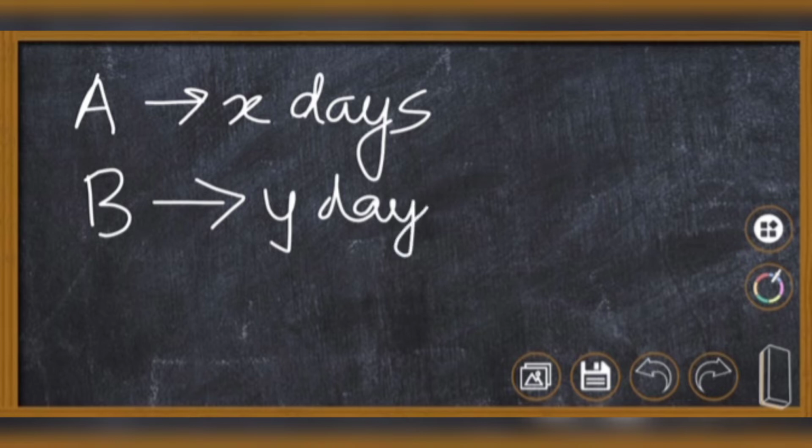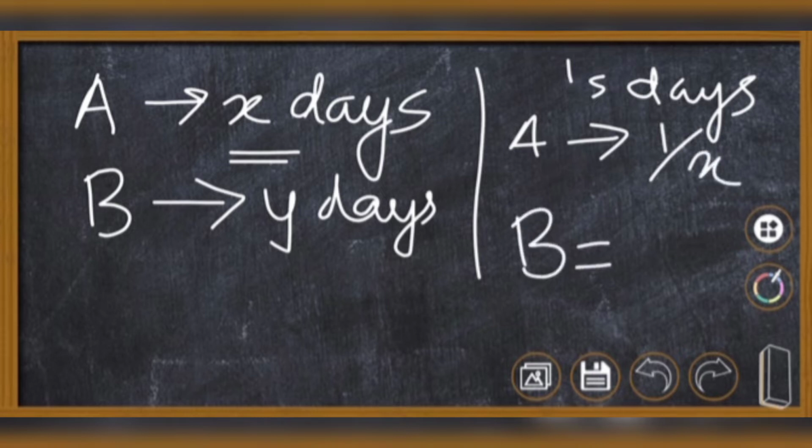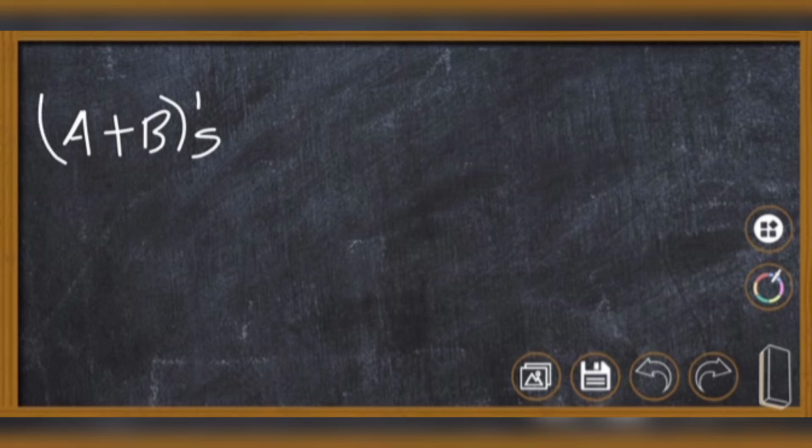What does it mean? It means that for A to do the work, it needs x days. That means A's 1 day's work will be 1 by x. And what will be B's 1 day's work? B's 1 day's work will be 1 by y. Now what is the question? In the question it is asked how many days it will take for A and B to work together.